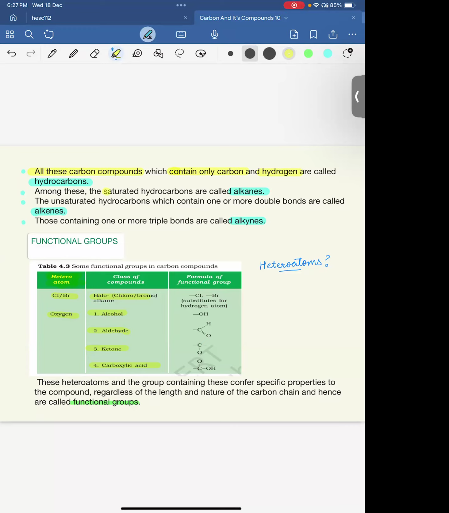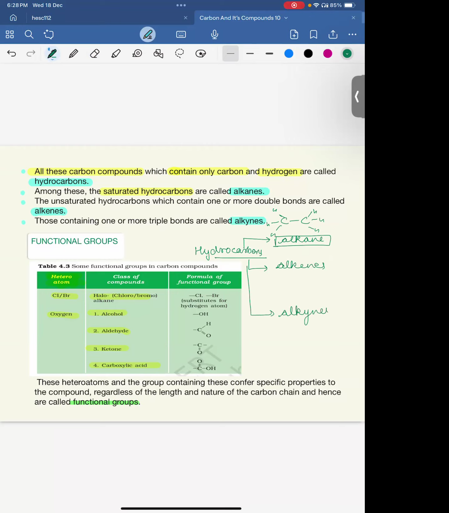Out of these, the saturated hydrocarbons, like for example this, there is no double bond or triple bond. This is known as alkane. I'll draw this for you. You can also draw in your notebooks. Hydrocarbons can be alkanes, they can be alkenes, or they can be alkynes.